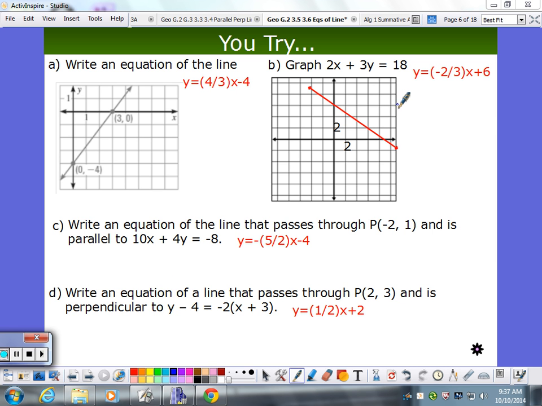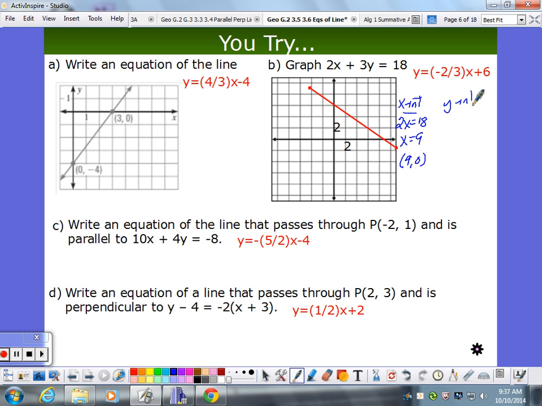If you're doing this one with the intercept method, you would say to find an x-intercept, that's along this line, that means the y value is 0. So you plug in a 0 here. 3 times 0 is 0. You're left with 2x equals 18. So x would be 9. So my x-intercept would be 9, 0.